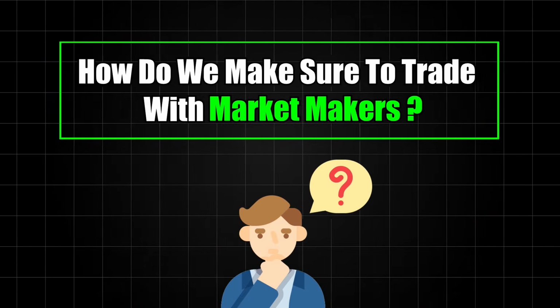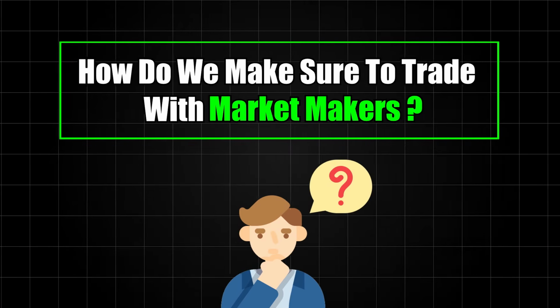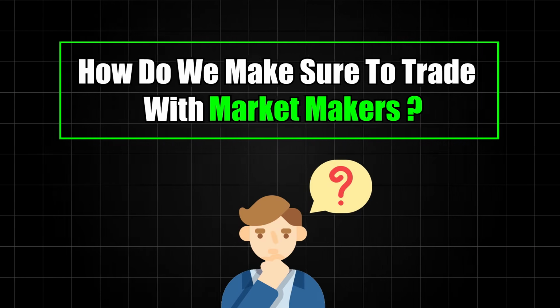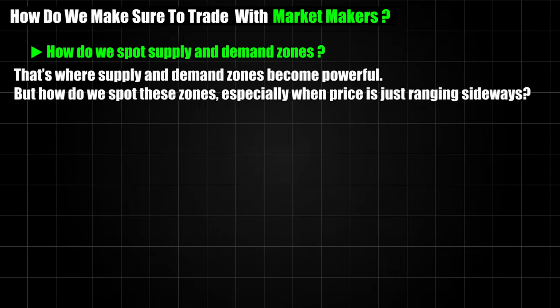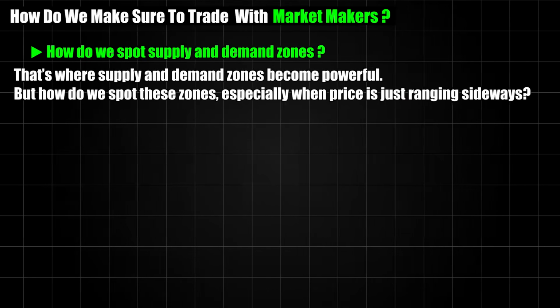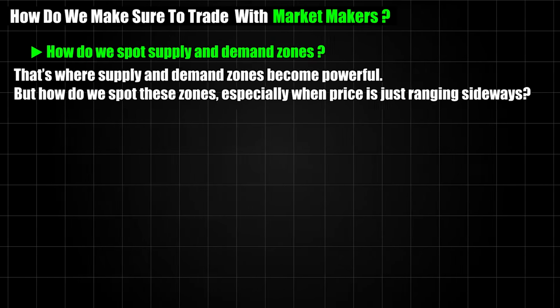Now, we're not trading with the same volume as big institutions, not yet. So how do we make sure we're on the right side of those massive moves? That's where supply and demand zones become powerful. But how do we spot these zones, especially when price is just ranging sideways?